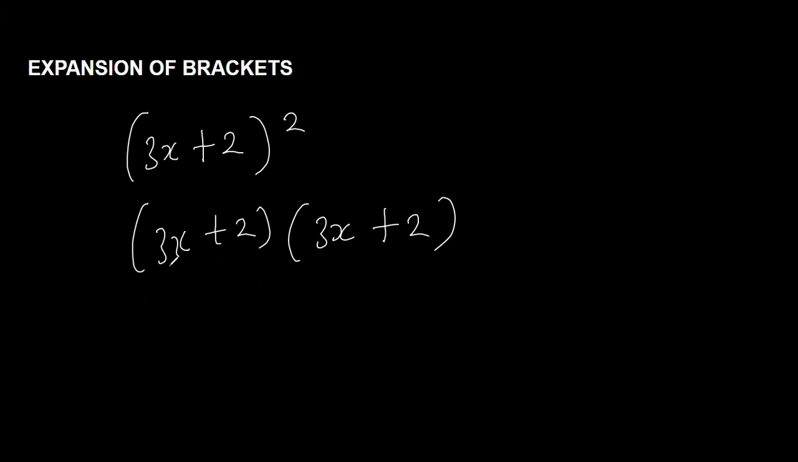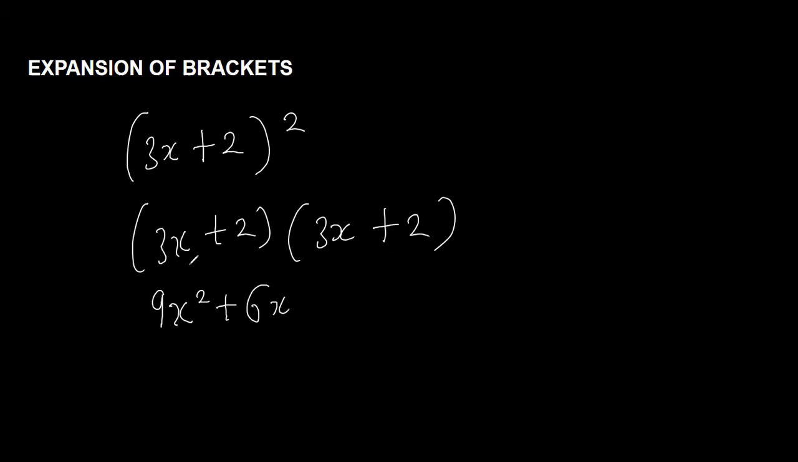So 3x is going to multiply 3x plus 2. 3x times 3x is going to give us 9x squared. Now we're also going to use 3x to multiply 2, but the sign we'll be having is plus, because 3x is multiplying plus 2. You understand? Because we are considering sign, we have 3x times plus 2, and we're going to be having 6x.